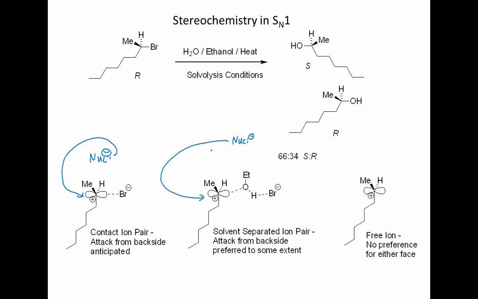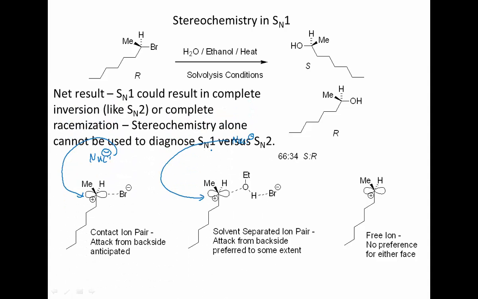Okay, and the third degree of ionicity we'll talk about is a free ion. This is where all association between the halide and the carbocation is now removed, and we have a free ion. There's no preference for attack at either face in the free ion. So it's kind of hard to predict the degree of ionicity. So when we are asking, like, what's the stereochemistry in an SN1, you could say, I don't know. And that's actually not such a bad answer.